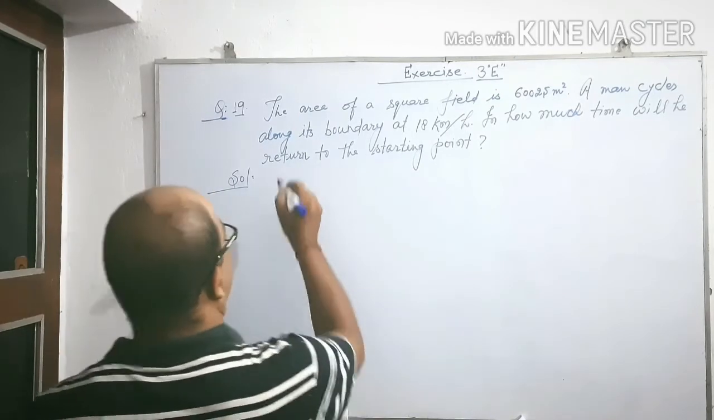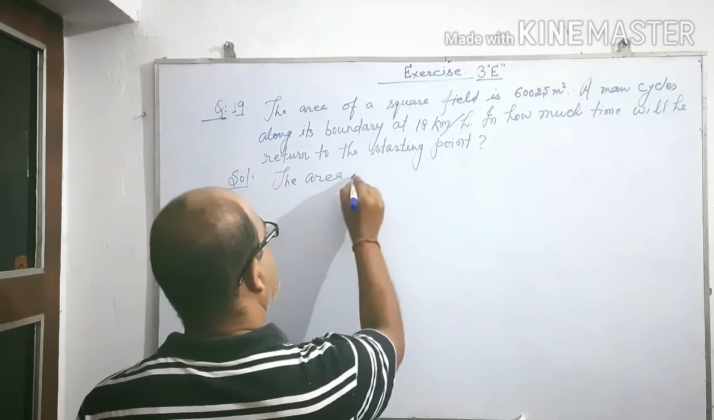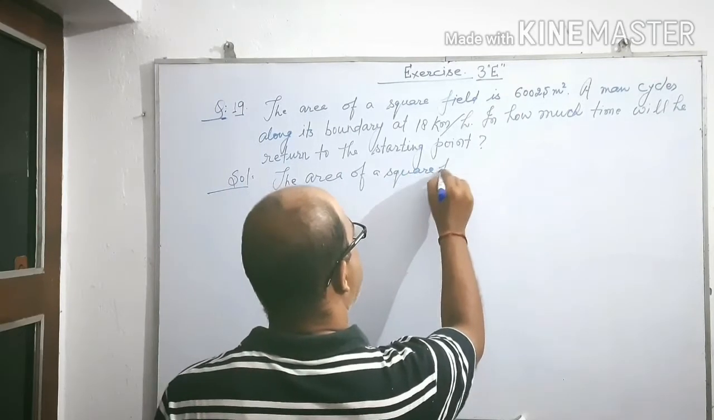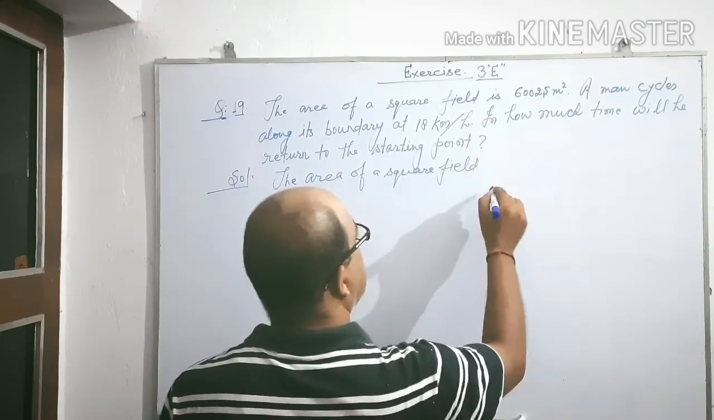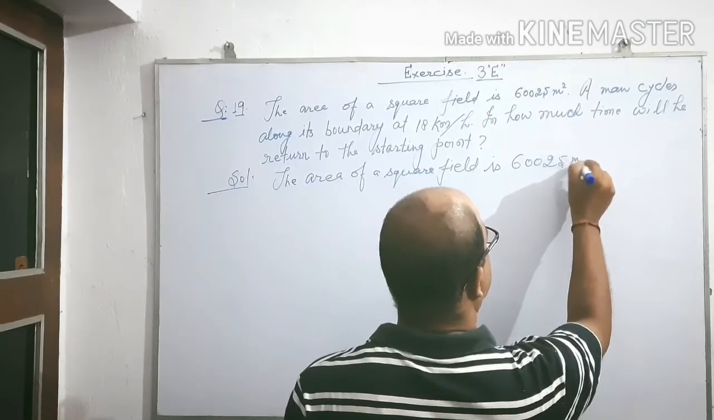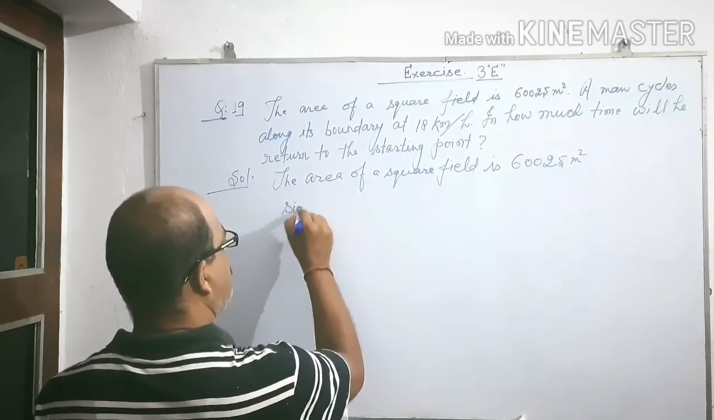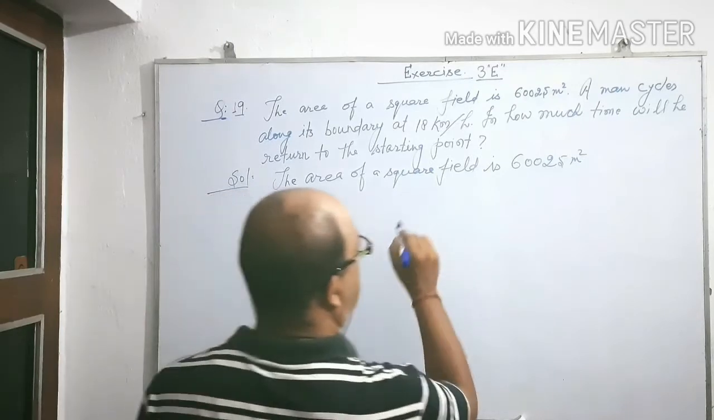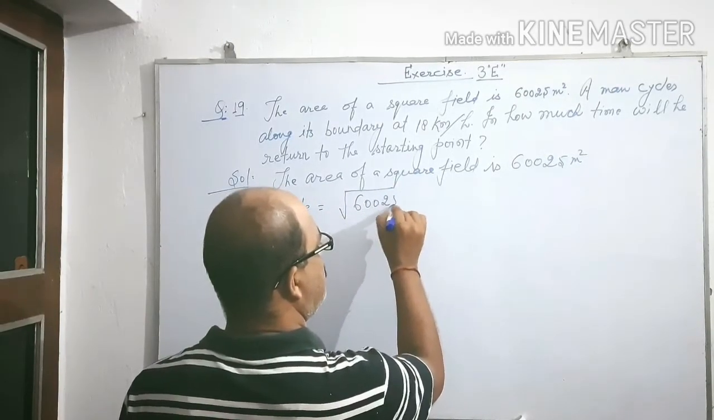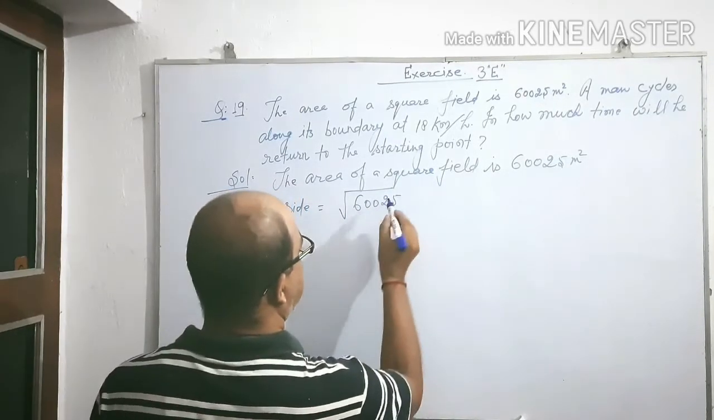The area of a square field is 60025 meter square. It is given. As we know, the side of the square field is equal to the square root of the area. Now we have to find the square root of this given number.